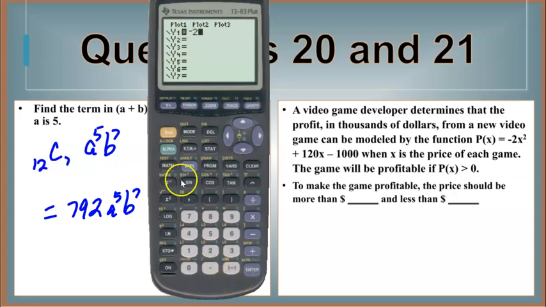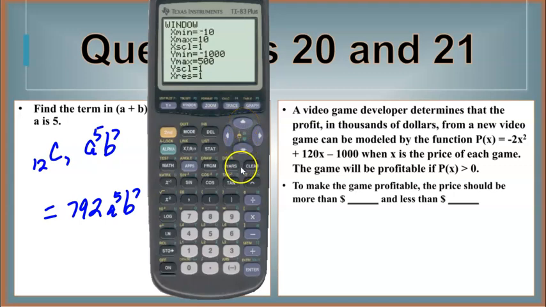So negative 2 x squared plus 120x minus 1,000. And I'm going to change my window settings. I need to get to at least a negative 1,000 in here, so let's make this a negative 1,000. My y's, let's count these by 500s.